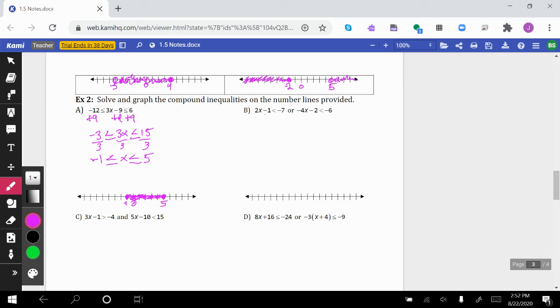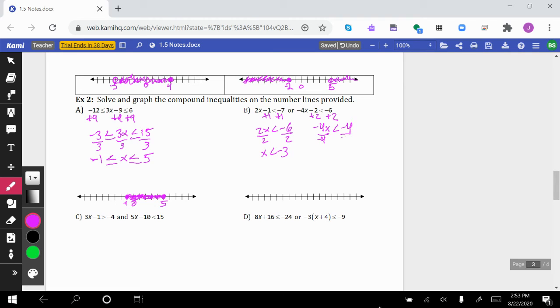Okay, so for example B, we have 2x minus 1 is less than negative 7, or negative 4x minus 2 is less than negative 6. So we solve these separately. So we add 1 to both sides. We get 2x is less than negative 6. Divide by 2. And we get x is less than negative 3. On the other side, we're going to add 2. We get negative 4x is less than negative 4.